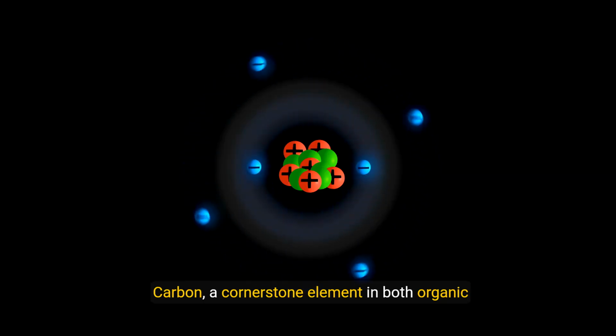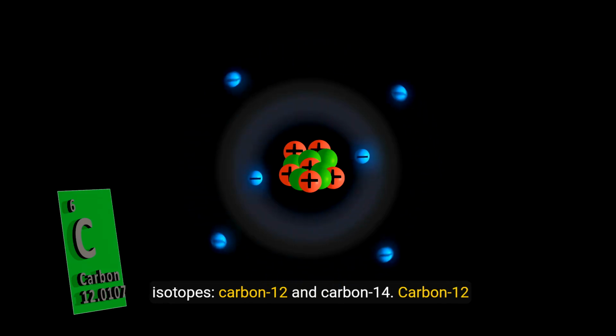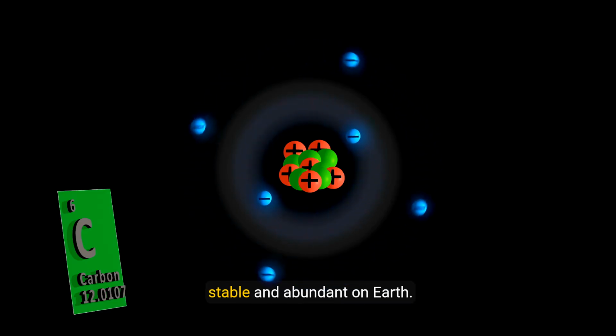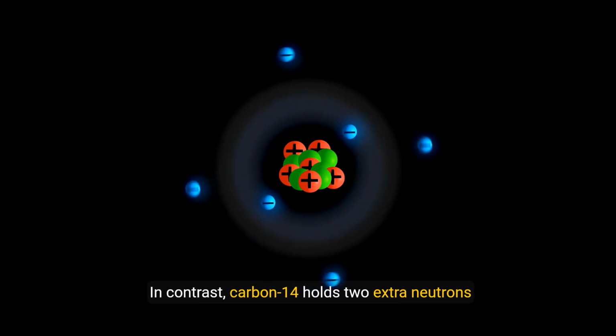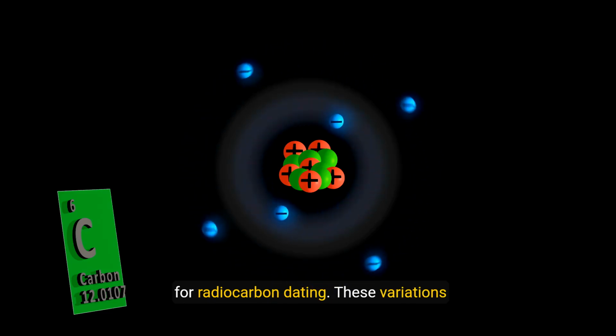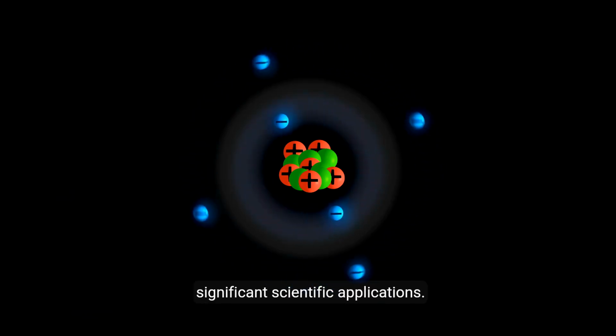Carbon, a cornerstone element in both organic life and materials science, boasts notable isotopes, carbon-12 and carbon-14. Carbon-12 contains 6 protons and 6 neutrons, making it stable and abundant on Earth. In contrast, carbon-14 holds 2 extra neutrons and is radioactive, serving as a powerful tool for radiocarbon dating. These variations exemplify how small atomic differences generate significant scientific applications.